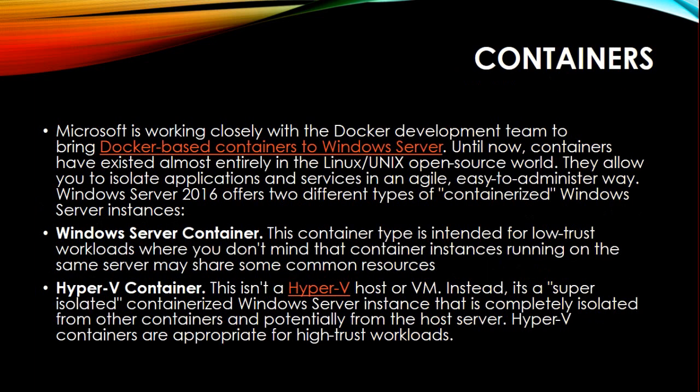Containers. Microsoft is working closely with the Docker development team to bring Docker-based containers to Windows Server. Until now, containers have existed almost entirely in the Linux/Unix open source world. They allow you to isolate applications and services in an agile, easy-to-administer way. Windows Server 2016 offers two different types of containerized Windows Server instances. Windows Server Container. This container type is intended for low-trust workloads where you don't mind that container instances running on the same server may share some common resources.